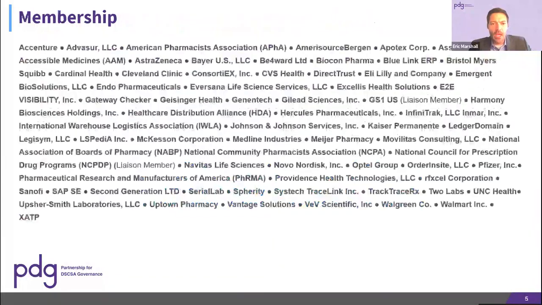Ultimately, the power of the organization is in our membership. It is a large and diverse membership, as you can see reflected here on this slide, representing manufacturers, wholesalers, repackagers, logistics providers, pharmacies, as well as the various solution providers and technical experts who work in this space, all coming together again to create that shared vision for interoperability and document how the various component parts of DSCSA interoperability fit together in one comprehensive blueprint.